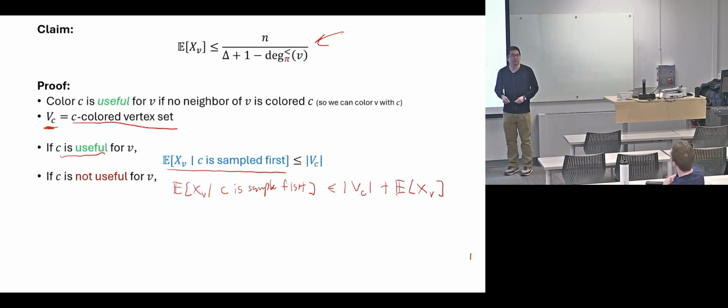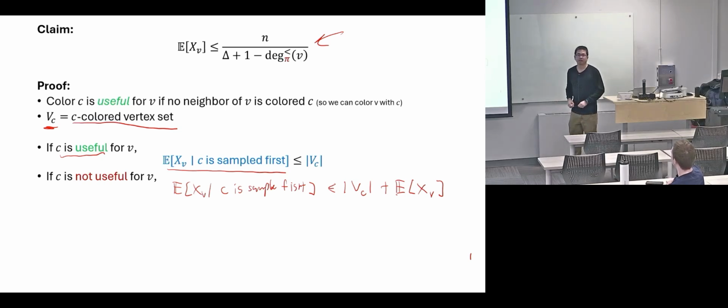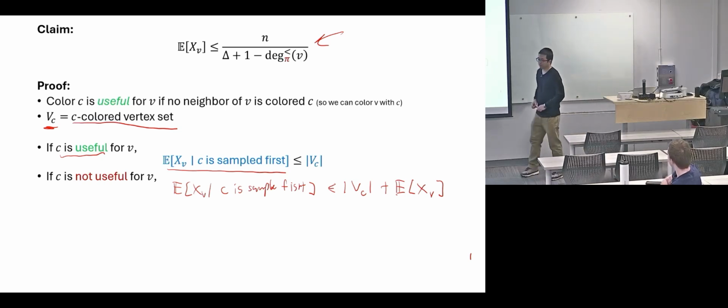But don't you know a little bit more information than just E of XV? Because E of XV assumes you don't know anything, but now you know that you've ruled out one color. We as a person know, but the way that the algorithm works, it just resamples a random color again, without regard to what happened in the past.